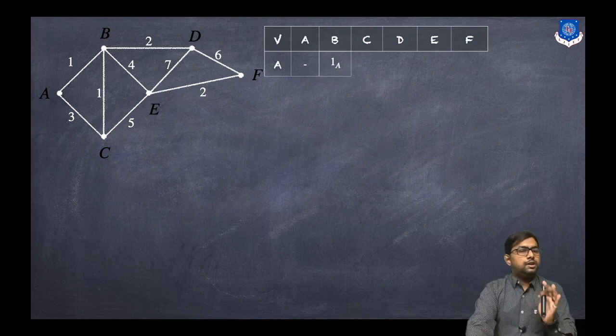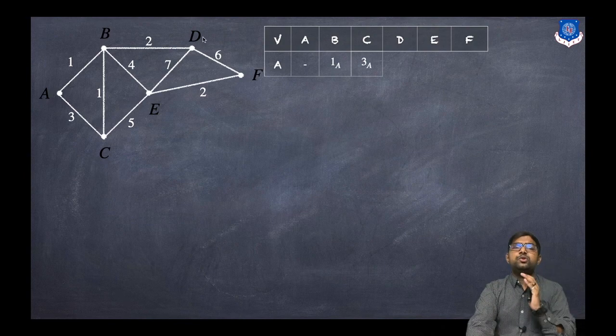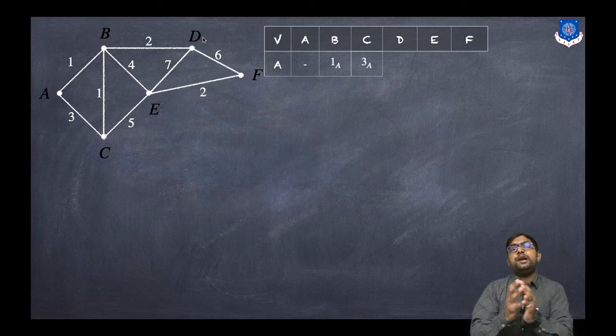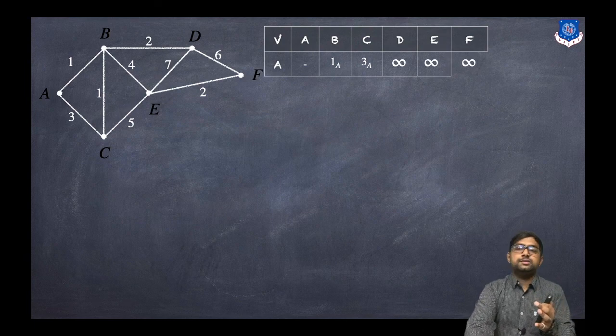This subscript means via A, so 1A. Now the next, A to C. That is 3, so 3A. It is the minimum distance via A, so we'll write 3A. Now A to D. As you can see, there is no direct edge from A to D, so we will write infinite. If there is no direct edge, we will write infinite in every case. In the same manner, A to E, we don't have a direct edge, so we'll write infinite. And A to F, there is no direct edge, so we'll write infinite.